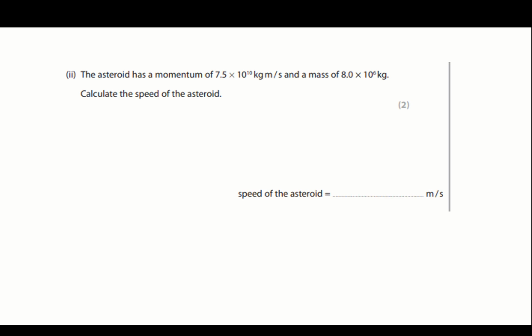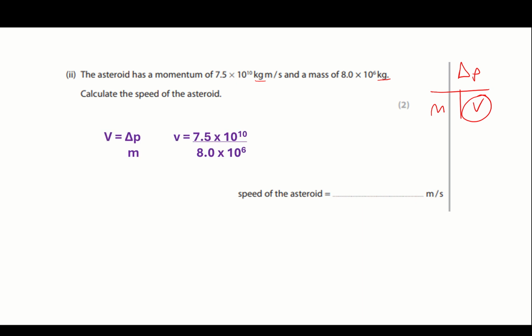Next part, the asteroid has a momentum of 7.5 times 10 to the 10 kilogram meters per second and a mass of 8.0 times 10 to the 6 kilograms. Fine, they speak to each other. We're happy with that. And then we're going to need the formula. I taught you magic puking vampires, with delta P being momentum. We've got to calculate the velocity, so speed with direction.